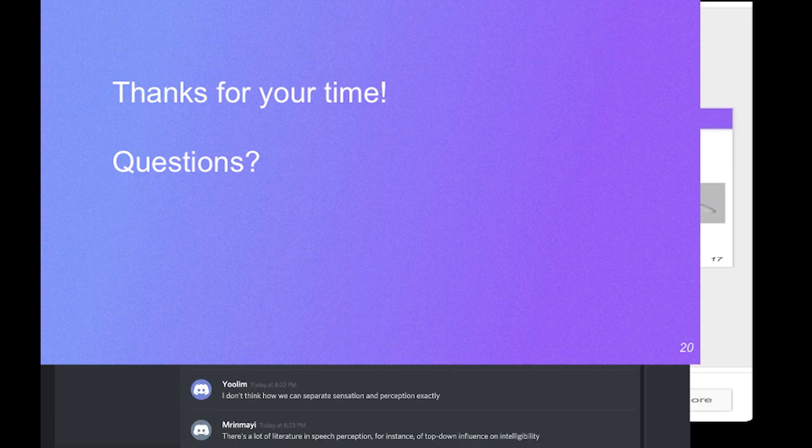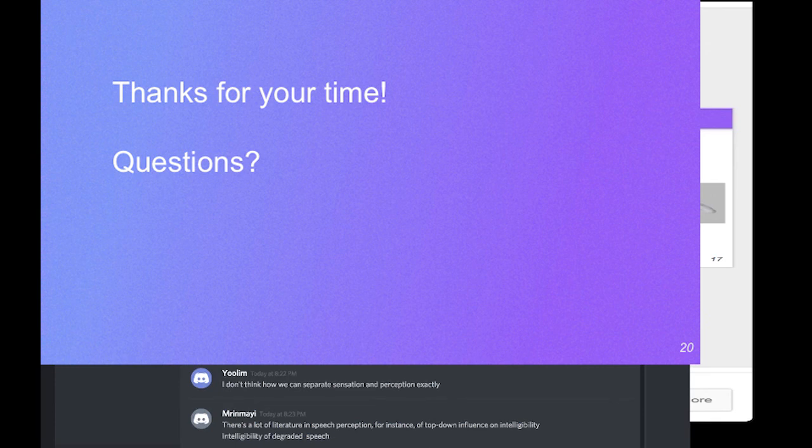Speech perception, top-down influence on intelligibility. I mean, they talk about linguistic relativity, but that's still in the frame of visual perception. Top-down influence on intelligibility: how intelligible speech is, like how much they can understand speech. Like your ability to speak different languages leads to different interpretations of degraded speech.